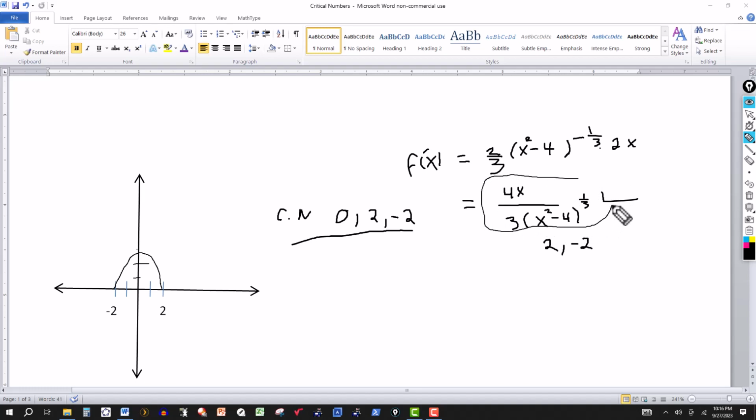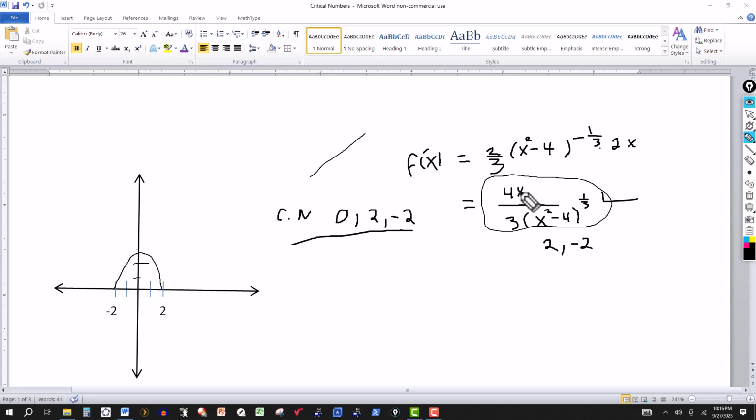When the derivative is positive, the graph is rising or increasing. When the derivative is negative, it's decreasing. So let's look at this interval right here from minus 2 to 0. We already see that it's increasing, but let's test it out with the derivative. I'm going to pick a number between negative 2 and 0. I'm going to pick this one right here, negative 1. So let's plug negative 1 in here.